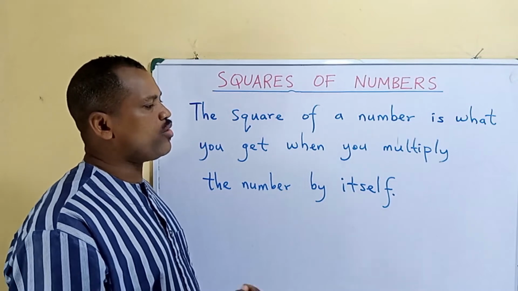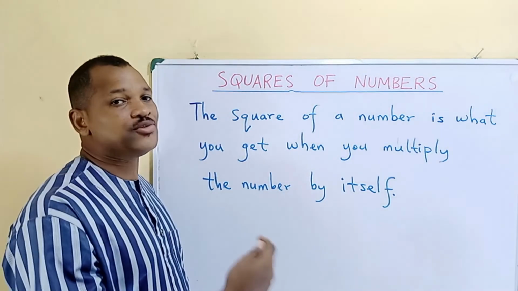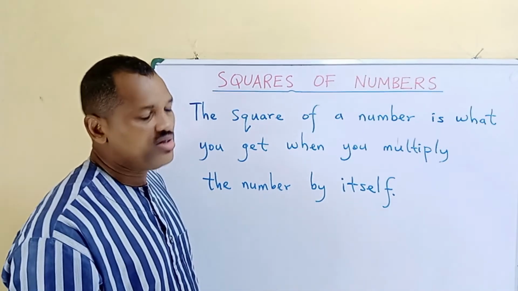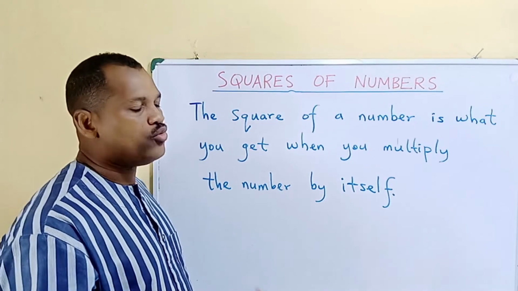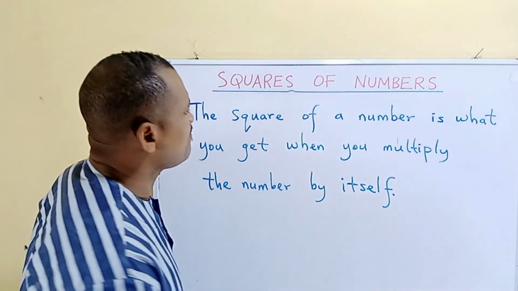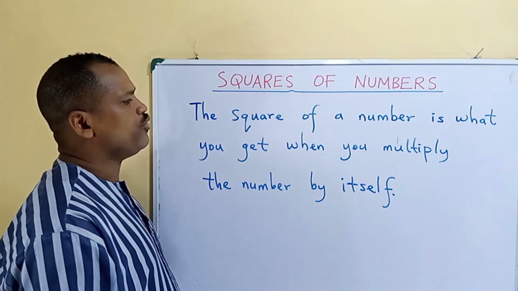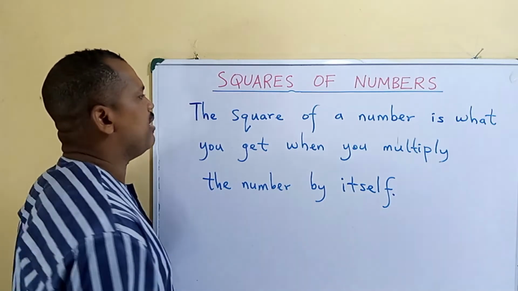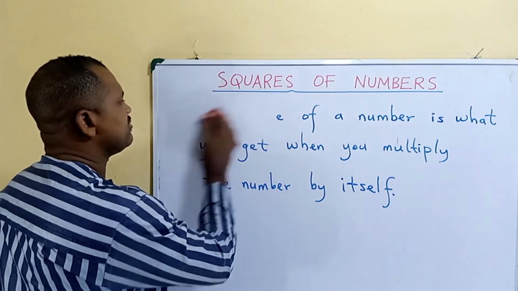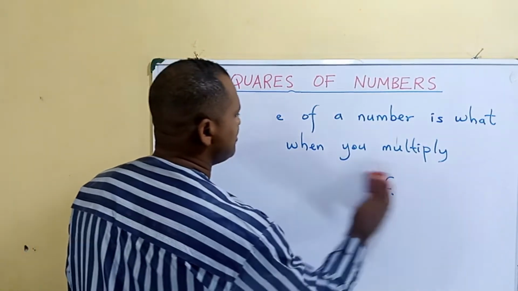So the square of 2 is 2 times 2, which is 4. The square of 3 means 3 times 3, which will give you 9. How do we write the square of a number? That is pretty easy.